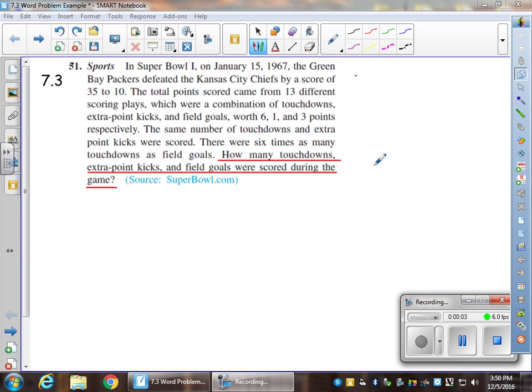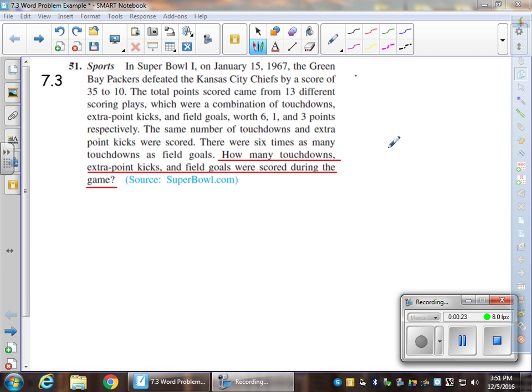Hi everyone, let's take a look at number 51 in section 7.3. It's a really nice example of how systems of equations can be used to solve a complicated application question. Please take a second, click pause, and read it to yourself twice.